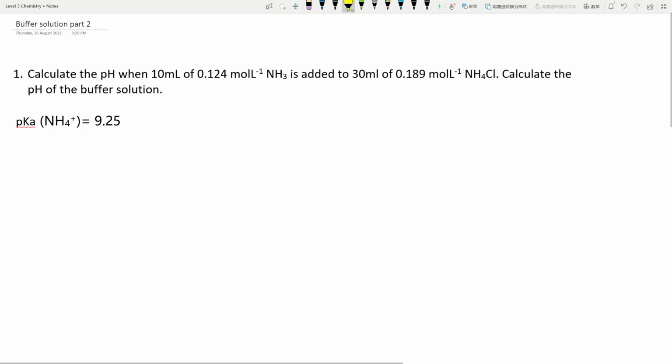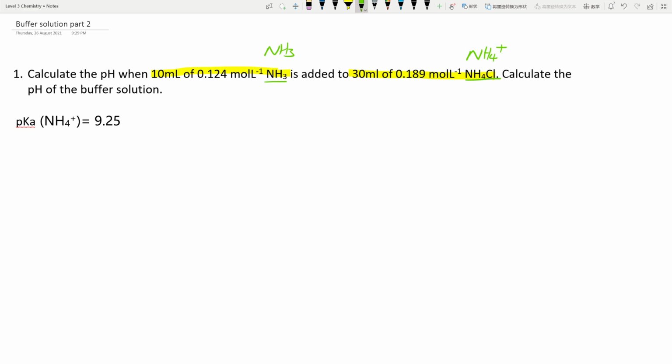So first question, I want you to calculate the pH when 10 mL of this NH3 is added to 30 mL of this NH4Cl. Calculate the pH of the buffer solution. Like I mentioned yesterday, you should be pretty good at identifying the solutions now. So you have a buffer of NH3 with the conjugate acid, which is NH4 plus.